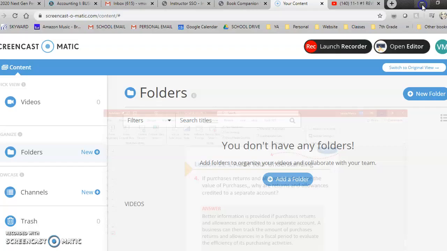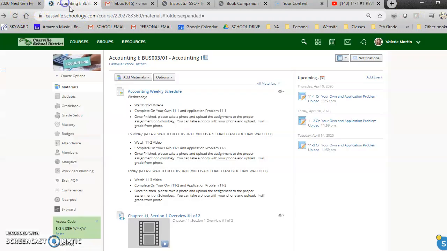So what I want now is for you to do the work. If you want to do the work together, you may, but what's required for the assignment is on your own 11-1, and then do the application problem 11-1. I have made separate accounts on, since my screen is showing, I might as well just go here.